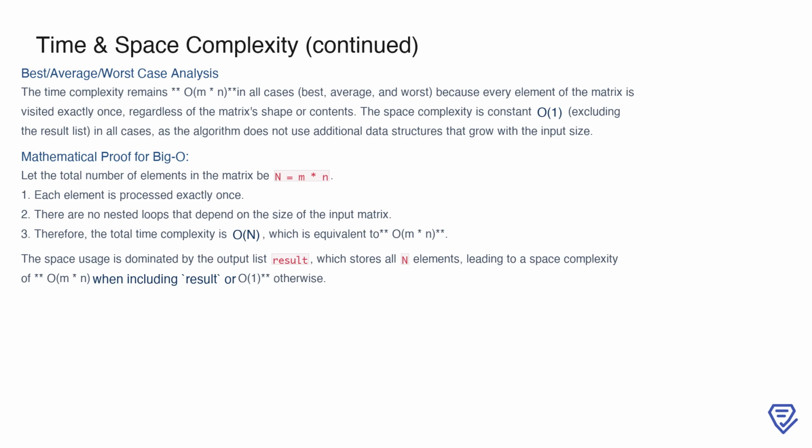Mathematically, we can prove the time complexity is O(m*n) by noting that the total number of elements is n equals m*n, and each is processed once without any nested loops dependent on the input size. The space complexity, dominated by the output list storing n elements, is O(m*n) when including result or O(1) otherwise. This balanced time and space efficiency make the algorithm robust across all scenarios.